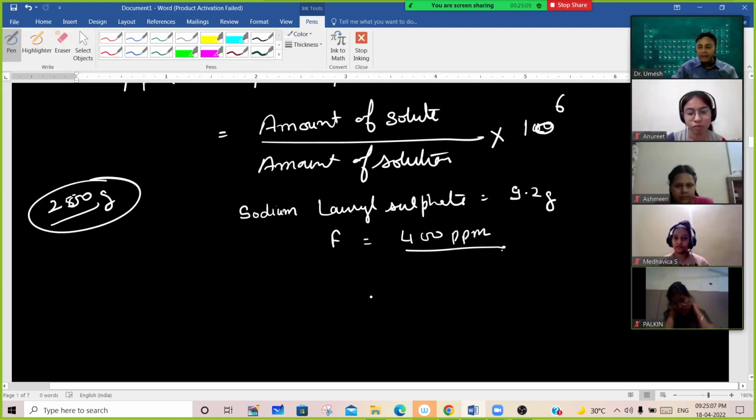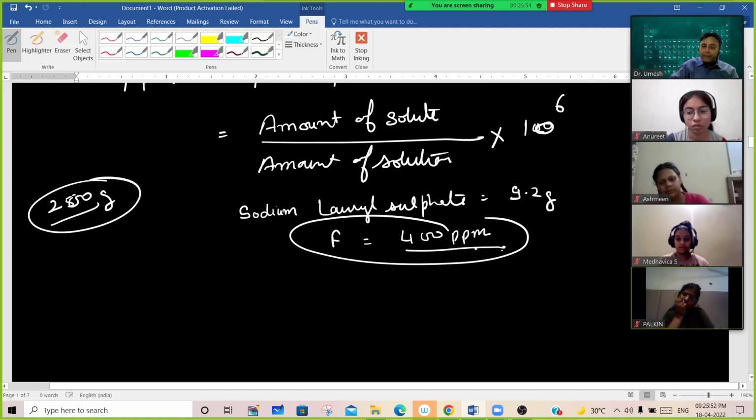What does it mean? That if you take 1 million particles of the toothpaste, only 400 particles are there in that 1 million particles of the toothpaste. Got it now? It means total number of molecules in that 1 million toothpaste particle, out of which 400 particles are of the fluorine. This is the meaning of this. Let's understand the meaning exactly.